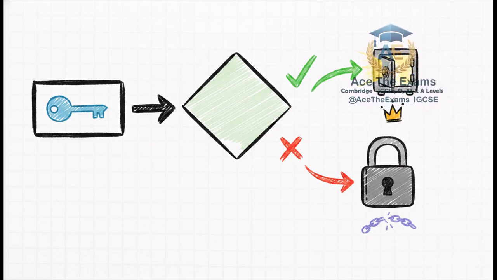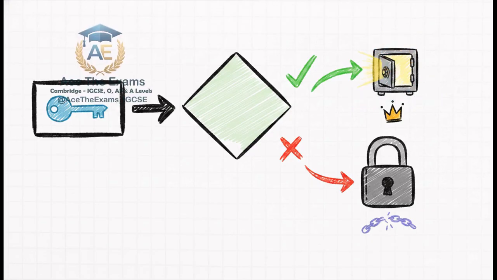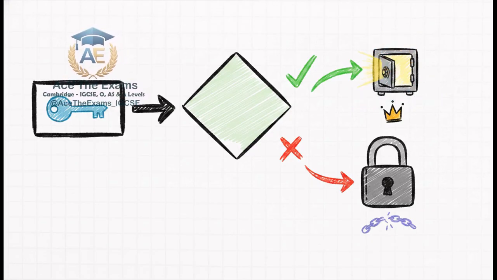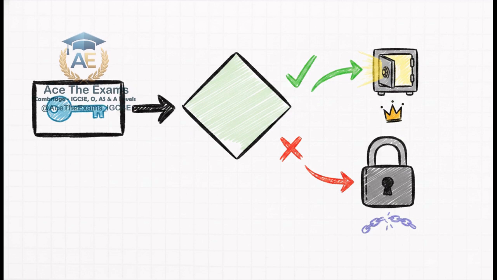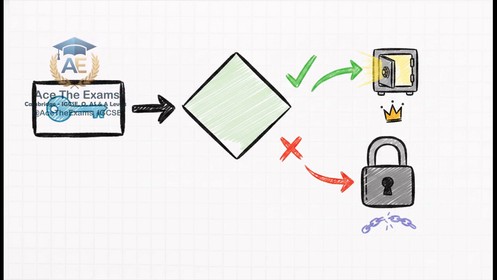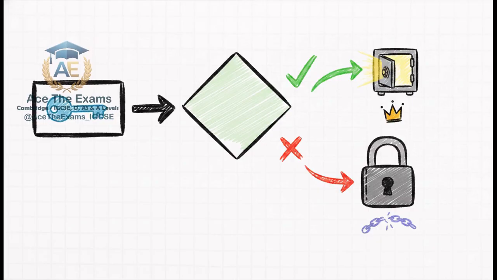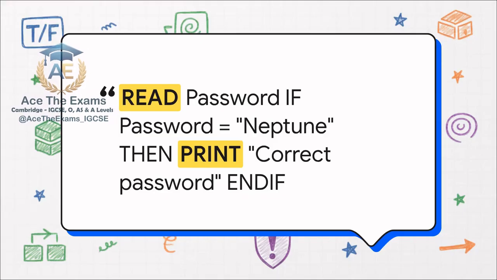Imagine we're building a security program. The user is prompted to input a password. If they type the exact word Neptune, the system grants access. If not, access denied. It's a super simple, everyday logical operation. We can map this logic out using pseudocode.